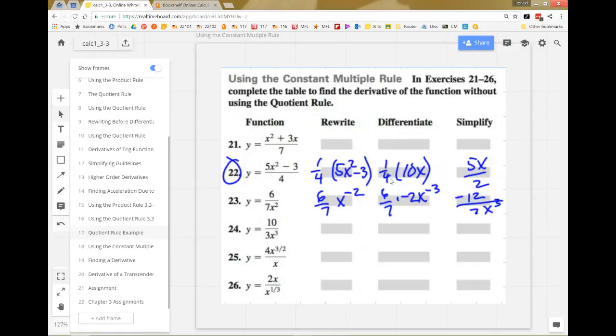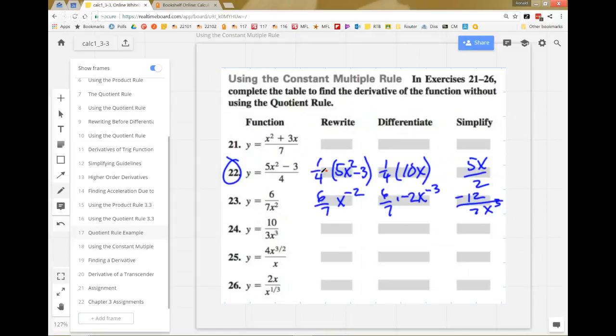And now, let's see. Do you get the differentiation? This is now a product rule, correct? So the first, 1/4, times the derivative of the second, the derivative of 5x squared minus 3 is 10x, plus the second times the derivative of the first.